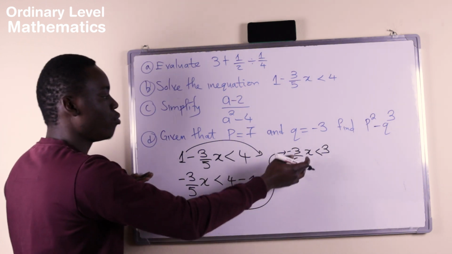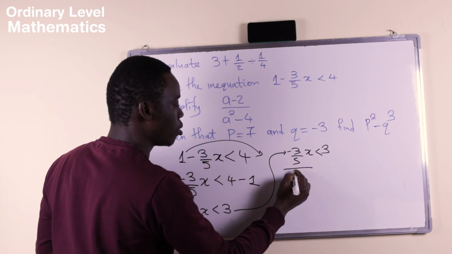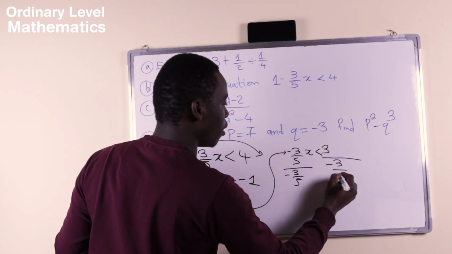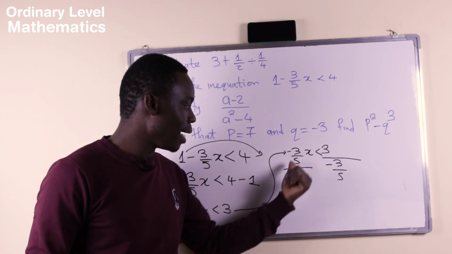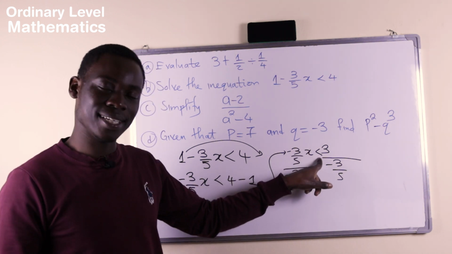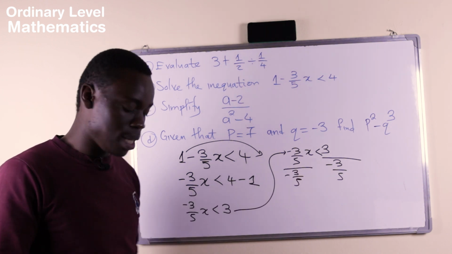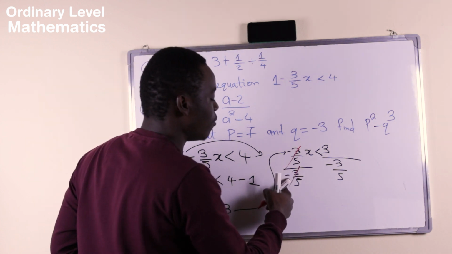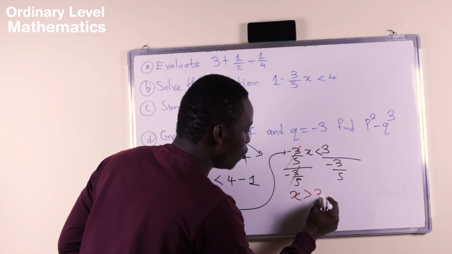Now, how do you find the value of x? All you have to do is to divide by the coefficient. So you remain with x divided by negative 3 over 5. Now, every time you divide by a negative number, your sign is going to change. Here we've got less than, so the sign that we're going to have is greater than. So we'll cancel, but because we've divided by a negative number, x will be greater than 3.